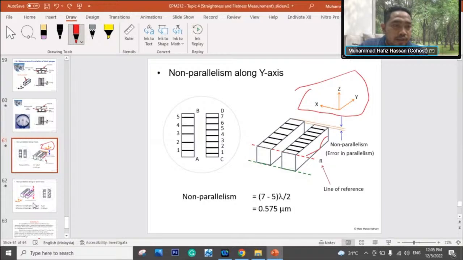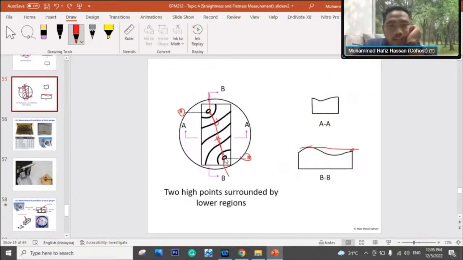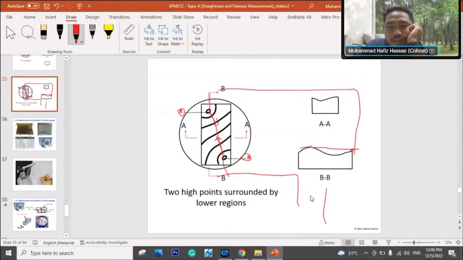Where is it? Slide number 55. All right, okay, this one. This region is supposed to be like this, then this region like this. They have two regions here. This is the first region, this is the second region. So we have to identify the height based on the number of fringes here.